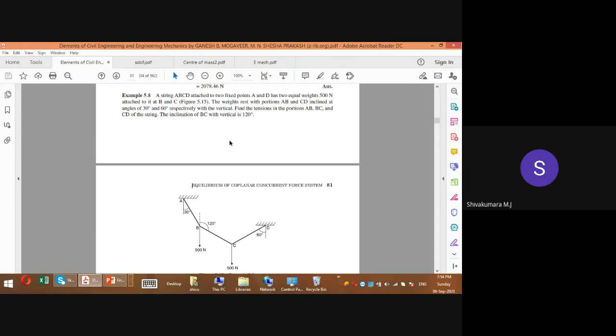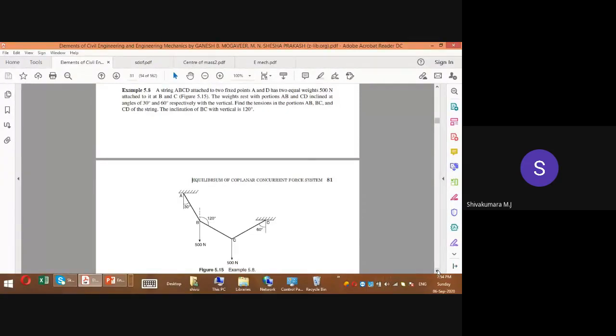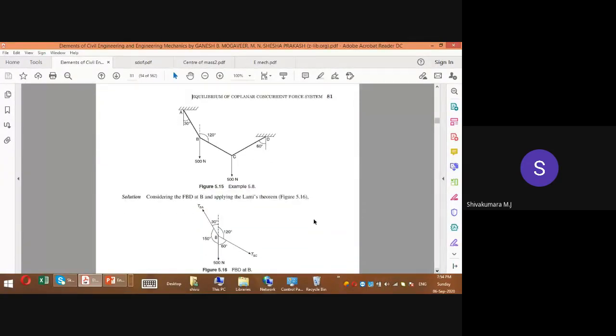The inclination of BC is also given over here, that is 120° with respect to vertical. So we'll have to determine TBA, TBC, TCD. Any doubts? So first, draw a free body diagram at joint B.